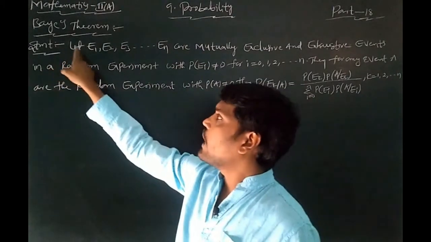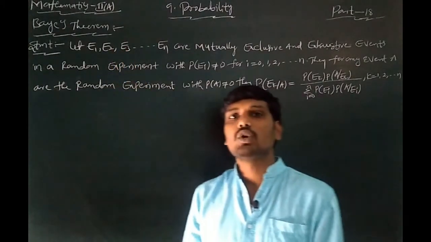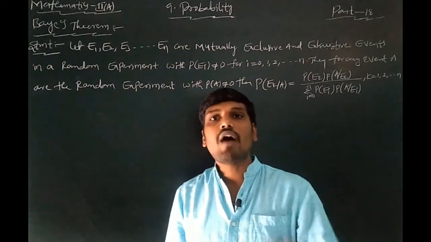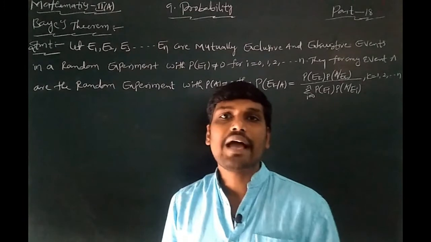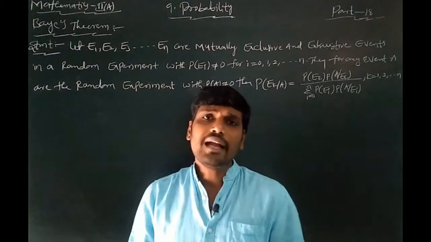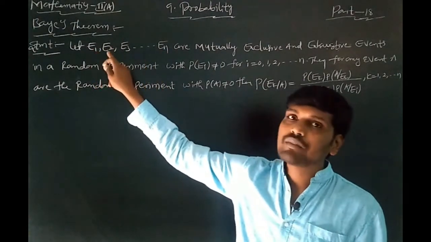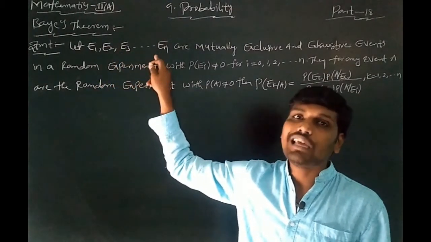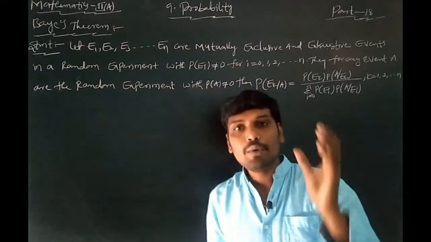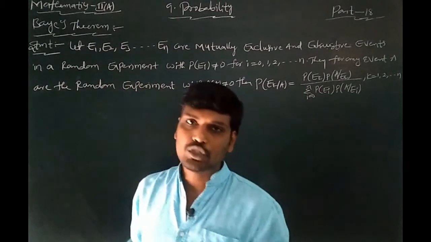Let E1, E2, E3, and so on up to En be mutually exclusive and mutually exhaustive events in a random experiment. Here, in a random experiment, there are n events in total. What are those n events? E1, E2, E3, and so on, En. These n events are mutually exclusive events, and similarly they are mutually exhaustive events.